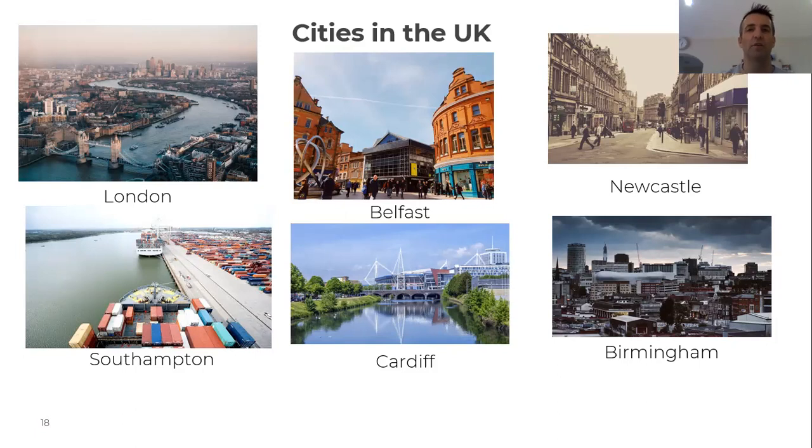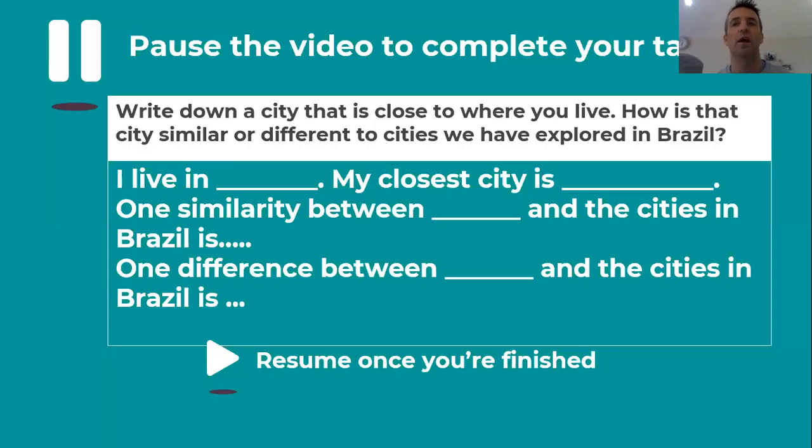So my challenge for you is to pick a city in the UK and think about how that city is similar or different to cities that we've explored in Brazil. So for example, I live in Dorset and my closest city is Southampton. One similarity between Southampton and the city of Porto Alegre is that they both have ports. There's also an international airport in Southampton, just like there's an international airport in the city of Sao Paulo.